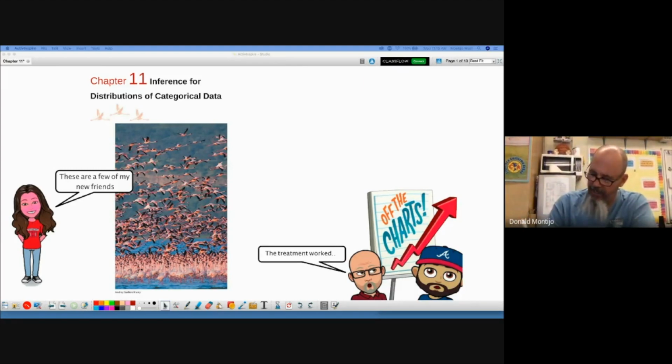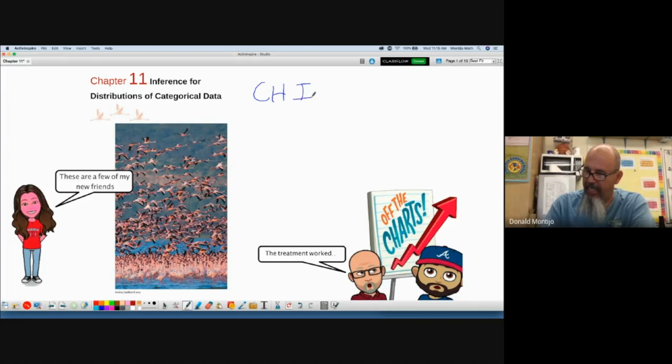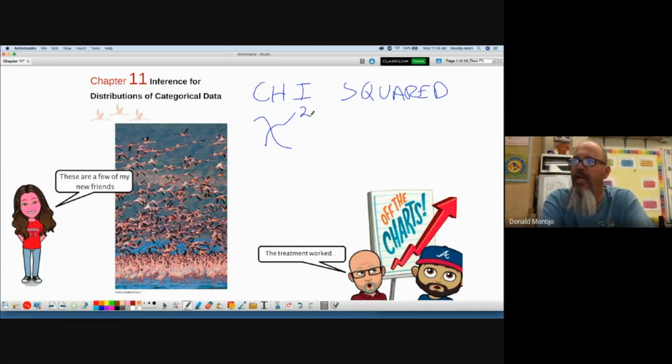So you could think of this chapter as chi-squared, or some people call it chi-squared. That's what this chapter is really about. It has this funny symbol that looks like a fancy italicized X squared. So chi-squared is what we're going to be focusing on in Unit 11. And really what it allows us to do is multiple one prop z tests at the same time.